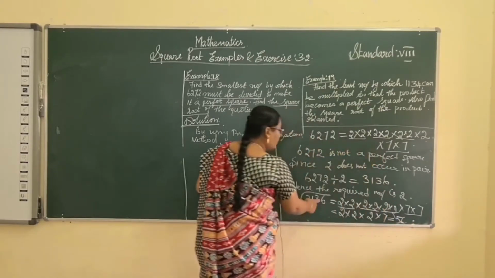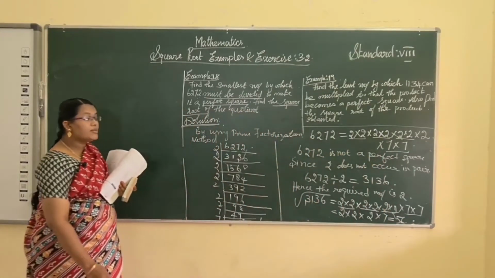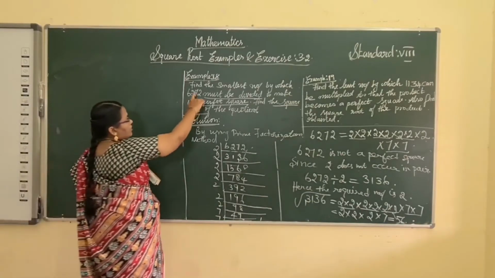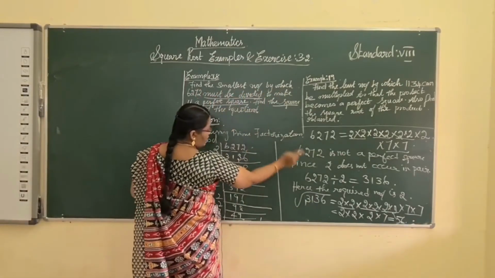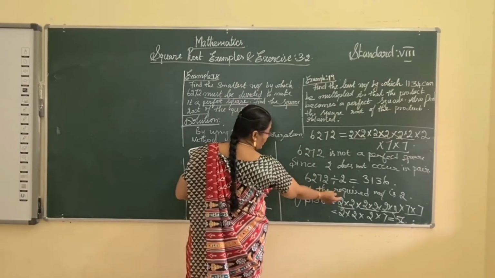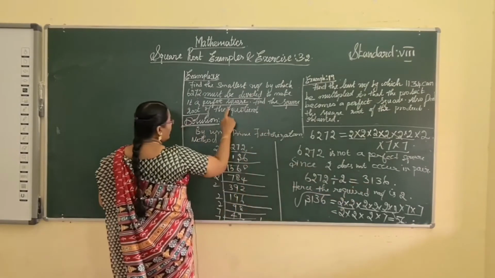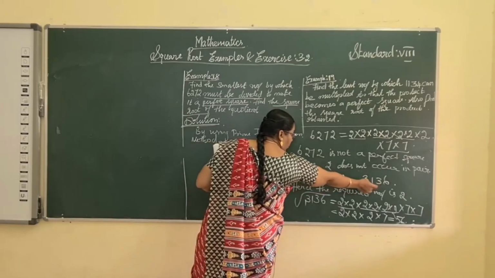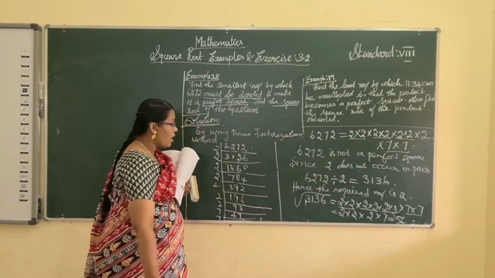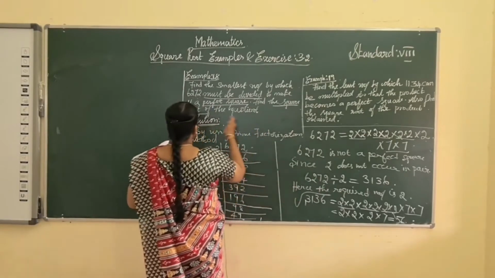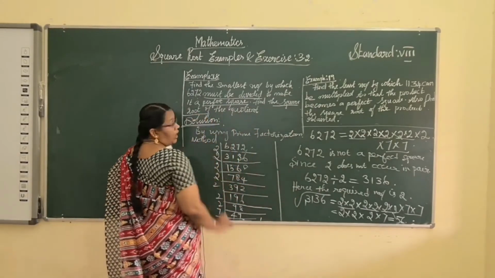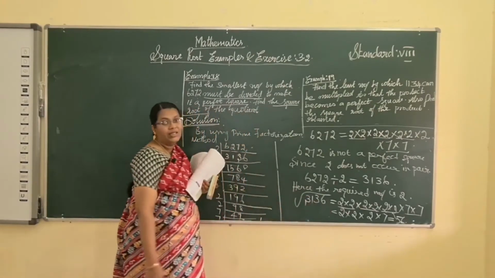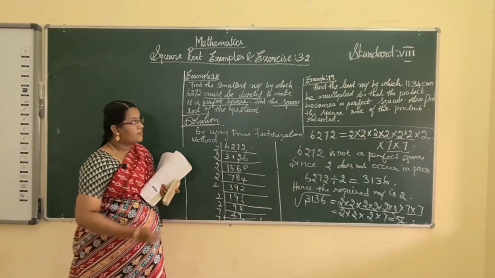Therefore the square root of 3136 is 56. So what were the questions again? What is the smallest number? Hence the smallest required number is 2 to make it a perfect square. 3136 is a perfect square. And then we found the square root. So the square root of 3136 is equal to 56.